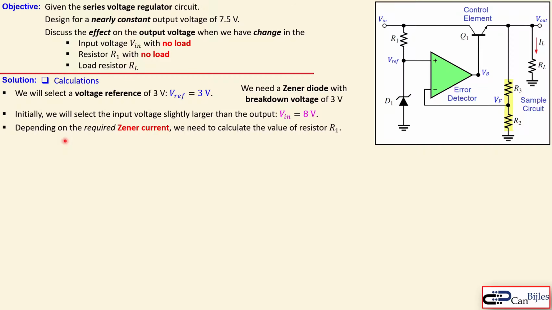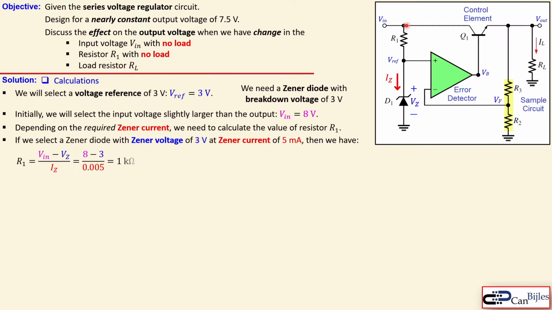Now depending on the required zener current, because the zener diode is not just a breakdown voltage, it is also affected by the zener current here, because this current, IZ, and this voltage, VZ, together make that zener diode operate. So if we select the zener diode which has a breakdown voltage or zener voltage of 3 volts, at that specific zener current, which is in this case, let's say 5 milliamps, really arbitrarily chosen, then we have the following expression we can make for this R1.